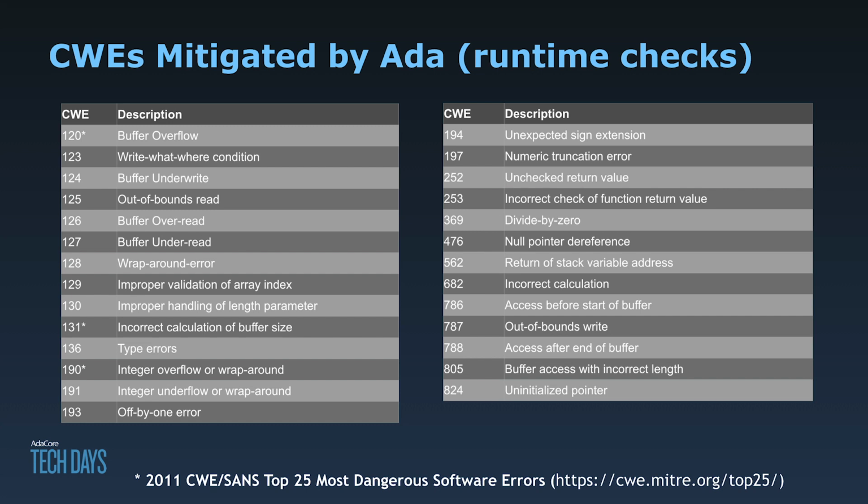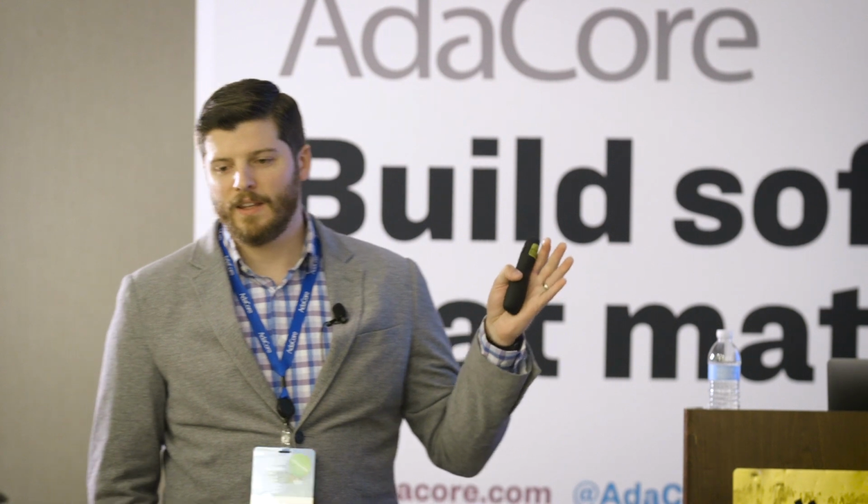CWE 476 is a null pointer dereference. That one's kind of a problem. It's going back to the void star issue we saw earlier. Numeric truncation, that's a big one. What happens if we convert a float to an int? In C, we don't really know. What happens if we do it in Ada? It's a compiler error. You have to explicitly do something. So these are all things that the compiler is going to insert checks for you.